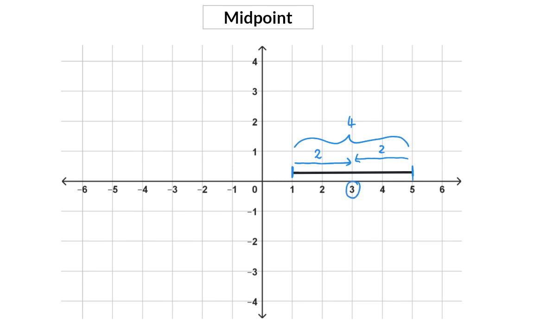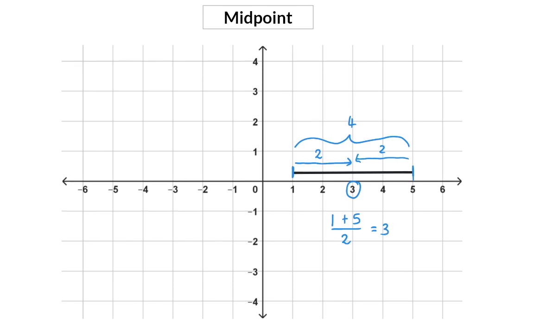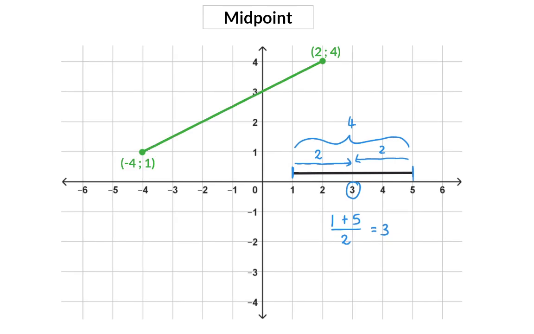Another way to find the midpoint is to take the value of the start and add the end value and then divide it by 2 to get the midpoint or the mean. 6 divided by 2 will also give me that value of 3. Because this was a horizontal line, we only focused on the x values. So, when we have a line that lies at an angle, we'll have to take into account the horizontal x values and the vertical y values.